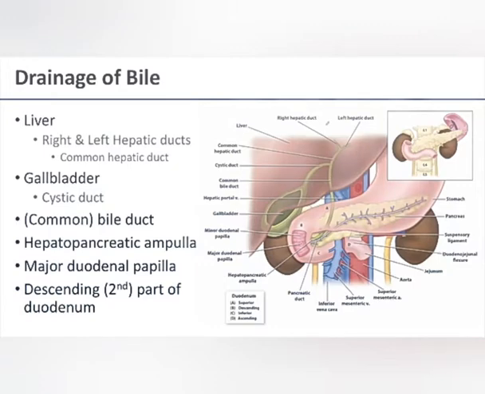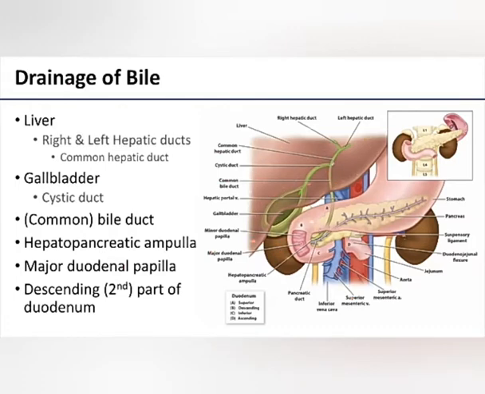Bile is produced in the liver, and that bile is drained from the liver through the hepatic ducts. There's a right and a left hepatic duct. These hepatic ducts unite to form the common hepatic duct, which can conduct bile down to the cystic duct, where it can be stored for later release by the gallbladder.